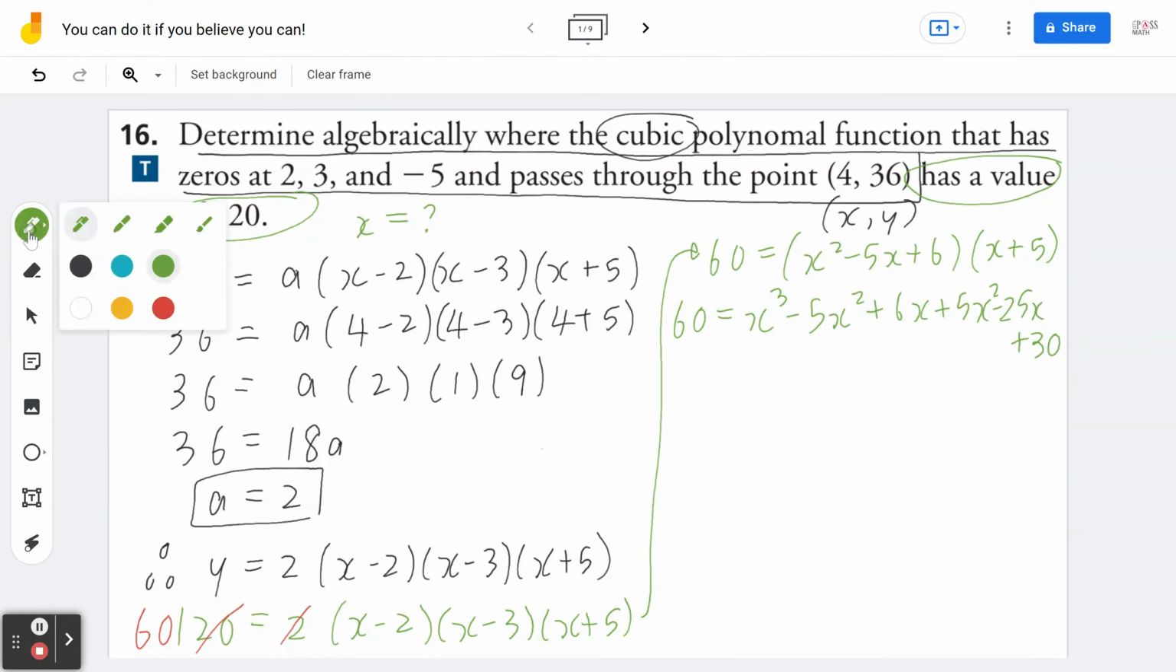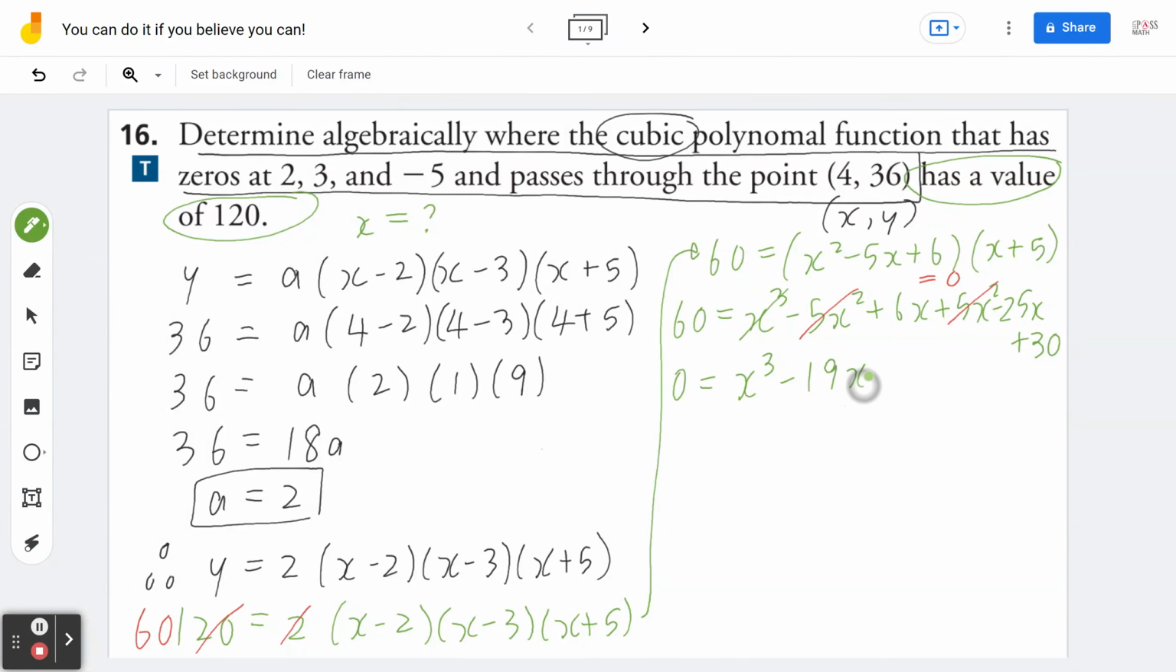And again, if you collect like terms, I can take negative 5x squared and positive 5x squared, which becomes 0. I can bring everything to one side. So if you look at the right-hand side of x to the power 3, I can cross that out to stay organized. 6 minus 25 is negative 19. So minus 19x. And 30 minus 60 is going to be negative 30. And of course, you can let this equal to a function. Let's call this g of x.